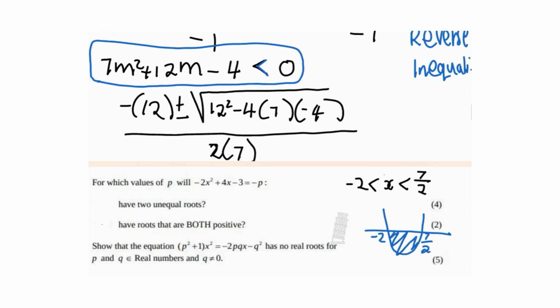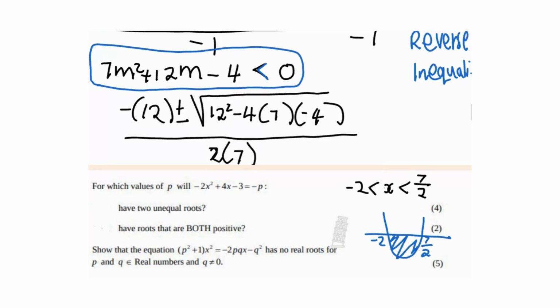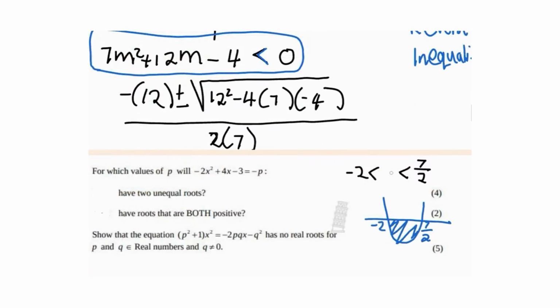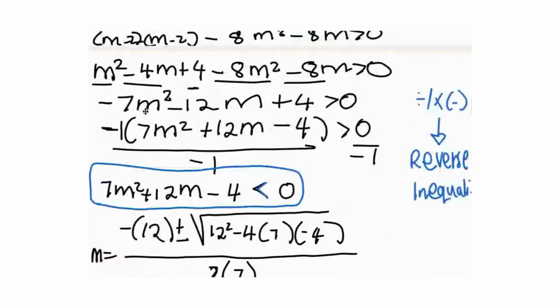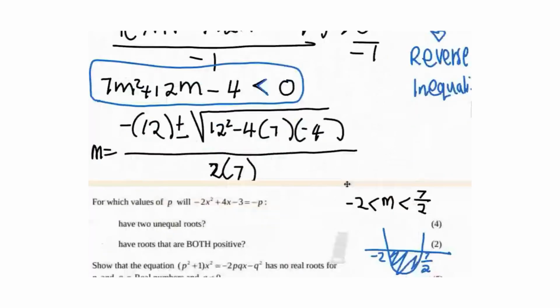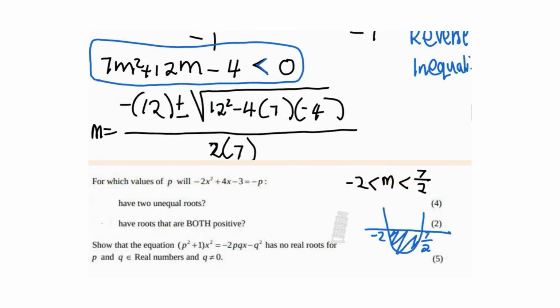So those are my two x values, and we have answered the question, because the question, no, not x, guys, let's go back, m, because we are working with m, not x. Those are my two m values, because the question was looking for the values of m for which the equation has real roots. So this is when m is greater than -2 or less than 7/2.